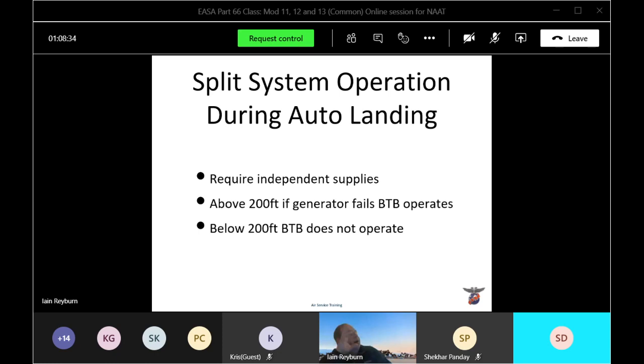The generator will open, the bus tie breaker will close, and now the other generator will now also supply 200 feet. This system works normally. The failed generator contact breaker opens.